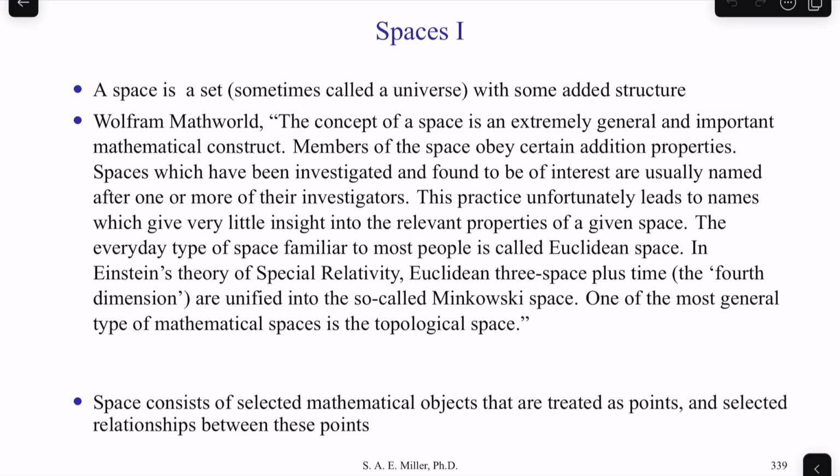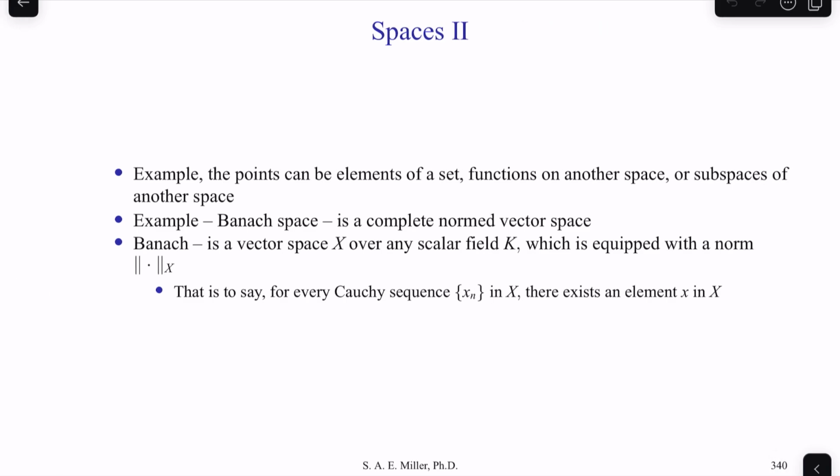They are selected mathematical objects and are treated as points, consisting of relationships between particular points. For example, points can be elements of a set, functions on another space, or subspaces of another space. For example, the Banach space is a complete space of normed vectors.